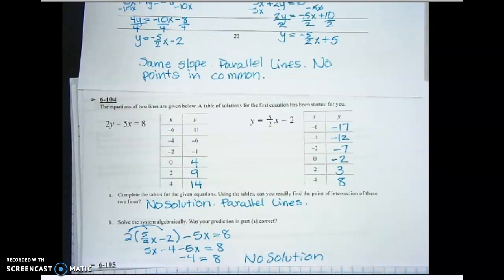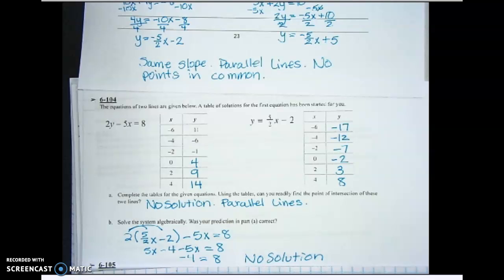And you end up with this weird answer. You end up with negative 4 equals positive 8. That was like the last page. And you all answered like what? Right? Does negative 4 equal 8? No, it does not. So you say no solution.